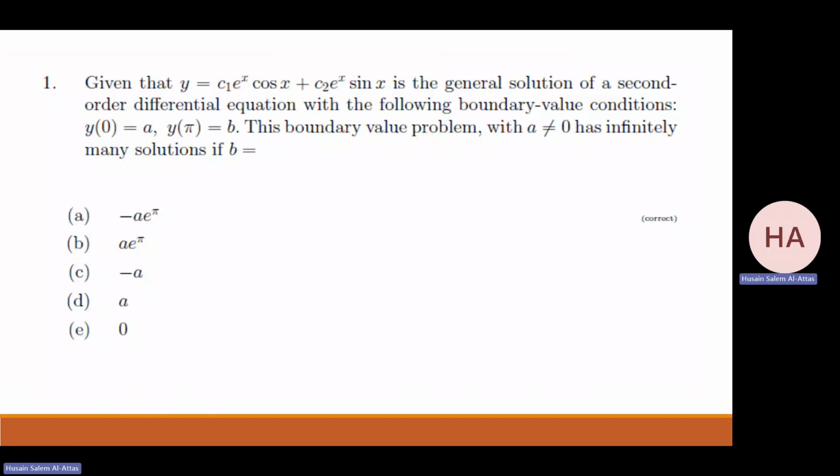Okay, given my this is a general series second order boundary conditions, A not equal 0 has infinitely many solutions. When it has infinitely many solutions, if B equal what? So let me do the conditions. I don't need y prime. y at 0 equal A. I have what? A 0. I have C1. A equals C1.